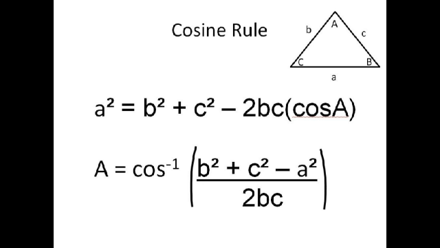If you've got 3 sides and you want to find the angle, you'll rearrange it to get A, which is the angle, equals cos to the minus 1 of brackets b squared plus c squared minus a squared all over 2bc, close brackets. There's no need to learn that really because it's quite a simple rearrangement of the formula. It's just nice to see it so you've got an idea of what it looks like.